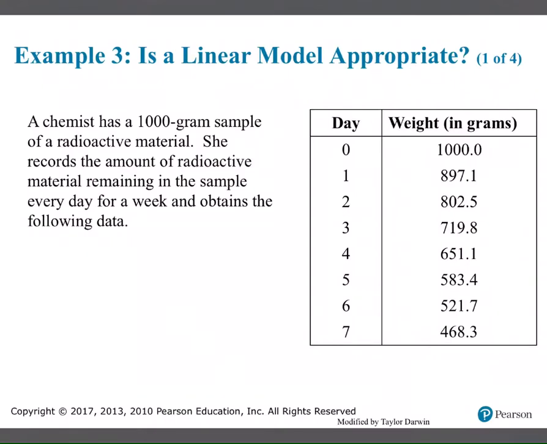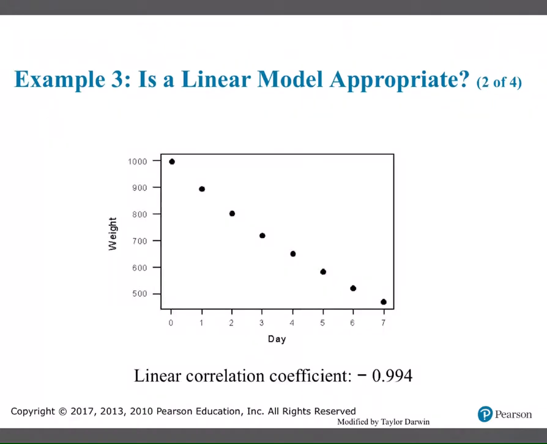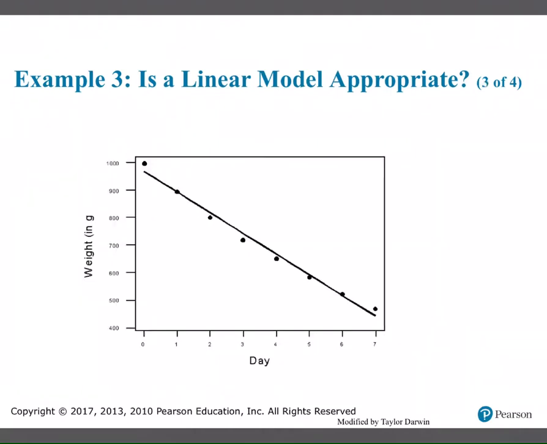for this data, we looked at the amount of radioactive material remaining in a sample every day for a week, and how much it weighs afterwards. So this is what the data looks like on a scatter diagram, and the linear correlation coefficient is negative 0.994, so pretty good, right? If we draw a line, it looks like that.